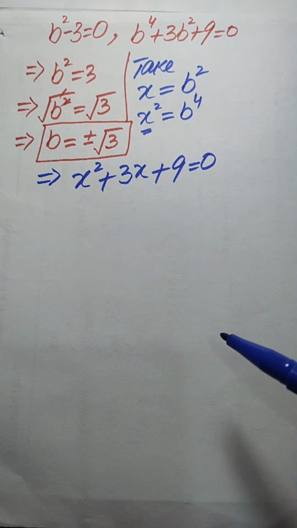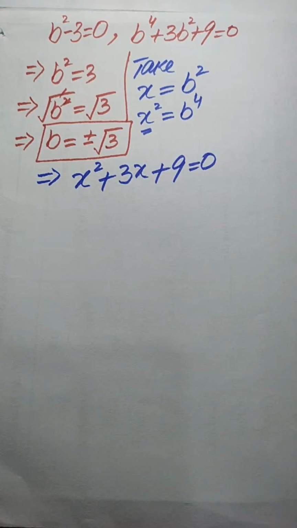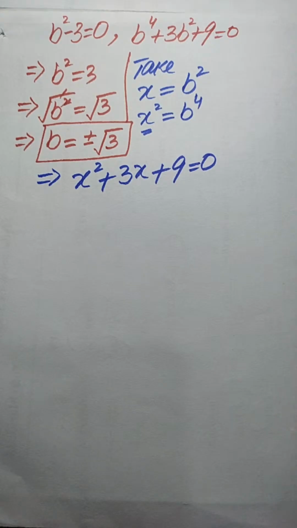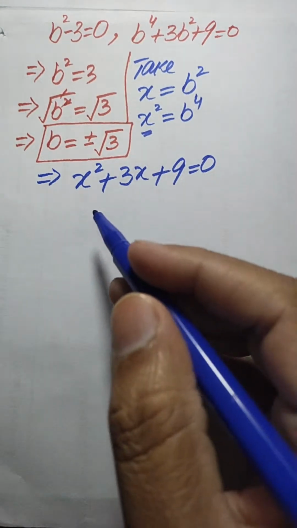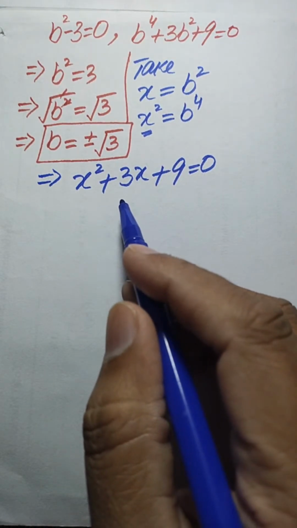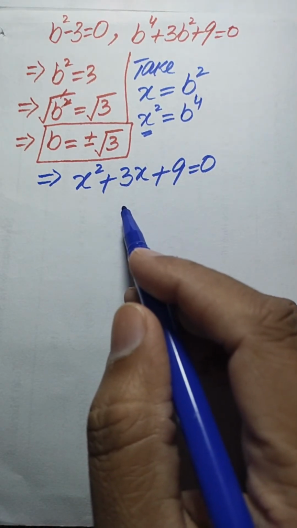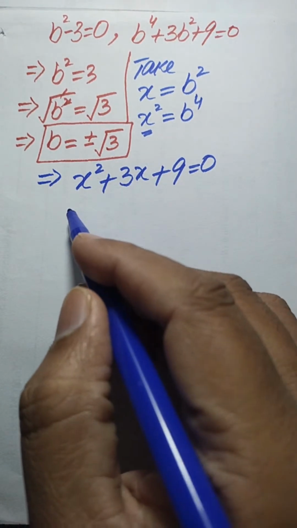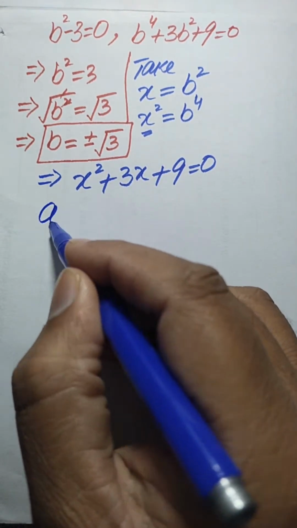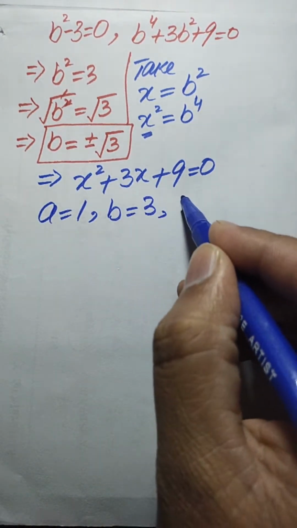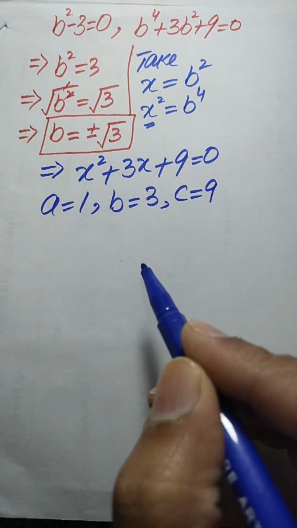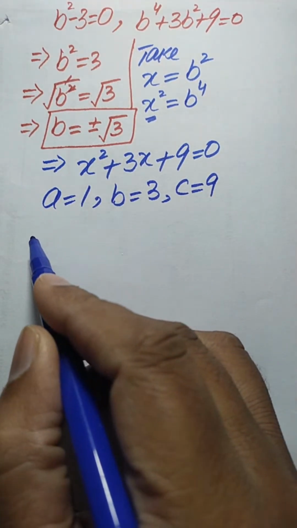We also know that there are three methods to solve a quadratic equation. The first method is the factorization method, the second is the completing square method, and the third is applying the quadratic formula. Here we apply the quadratic formula to solve this quadratic equation. For this we first write the coefficients of this equation: a equals 1, b equals 3, and c equals 9.